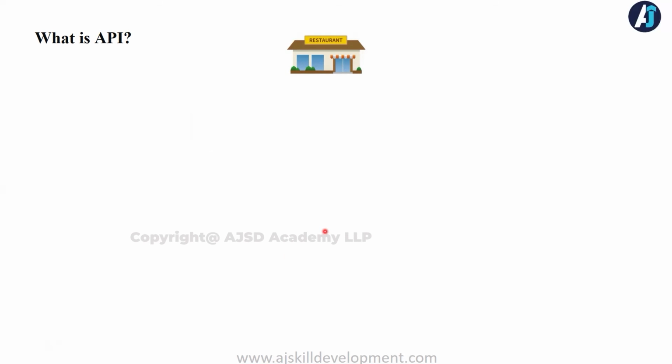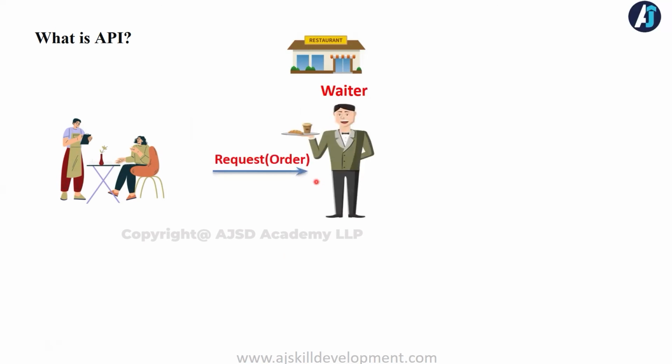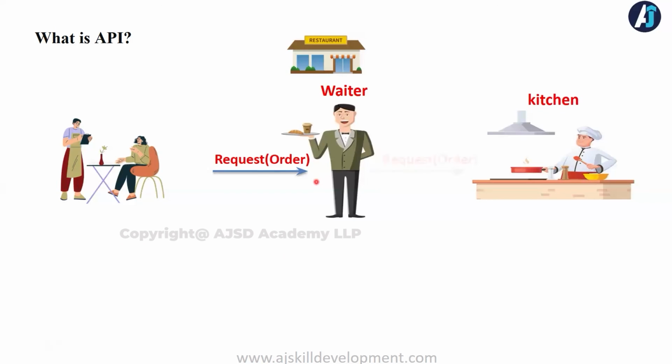The real-time example is a restaurant. Imagine you are going to a restaurant and placing your order, and the waiter takes your order information, collects the order and sends it to the kitchen. There is no direct interaction between you and the kitchen, the chef, right? So the waiter acts as a medium between you and the kitchen. He collects your order and sends it to the kitchen.